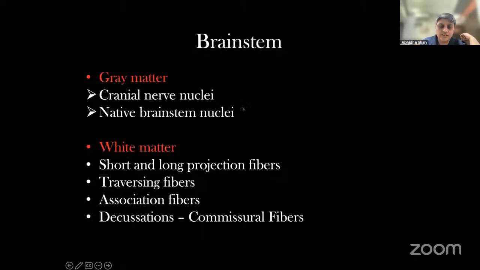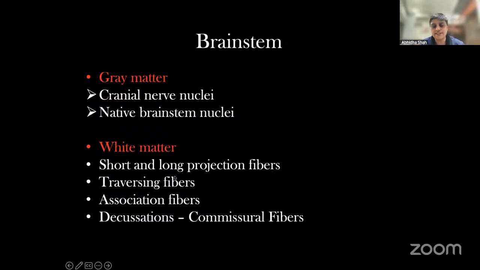If you look at it anatomically, the brainstem is made up of gray matter and white matter. The gray matter is of two types. One is the cranial nerve nuclei that we all know, and the other is the native brainstem nuclei, which are gray matter masses within the brainstem itself. And the white matter, we just look at as white matter going to and through the brainstem.